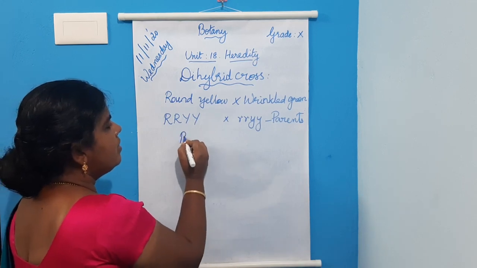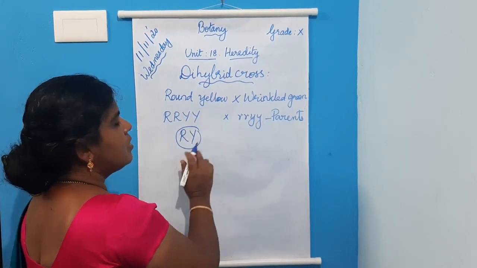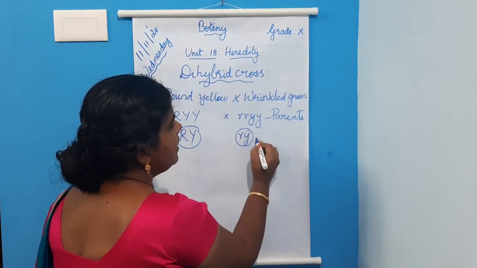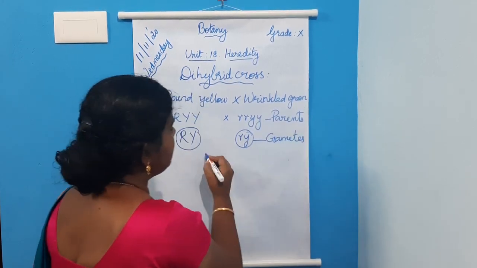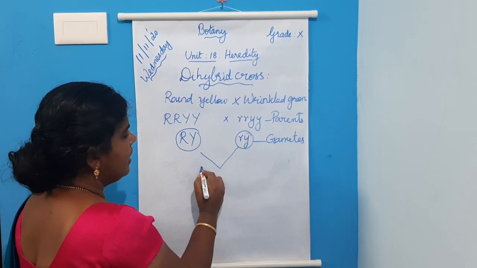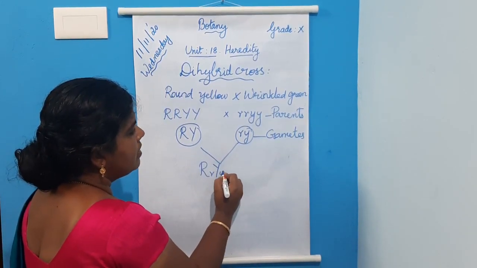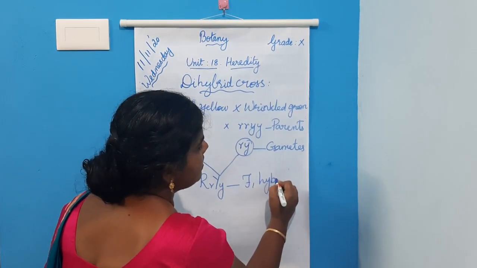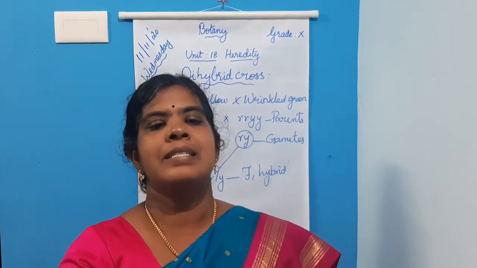Listen, here the round yellow seeds produce the gametes like this, capital R, capital Y, and here small r, small y. These are the gametes, isn't it ma'am? These gametes when fused form the F1 hybrid, that is capital R, small r, capital Y, small y. This is F1 hybrid or first generation.